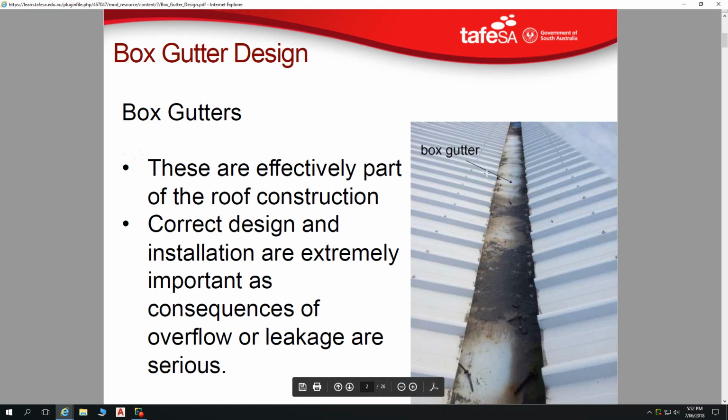So we'll touch on box gutters. Box gutters get poo-pooed a bit, but they make things possible. Basically, there are some issues with box gutters, but typically the bulk of the issues comes from inadequate design to accommodate decent falls and sizes of box gutters, and it's completely understandable why that happens so much.